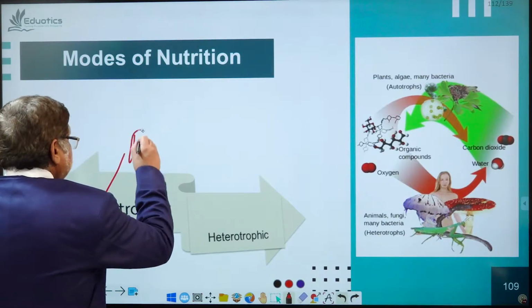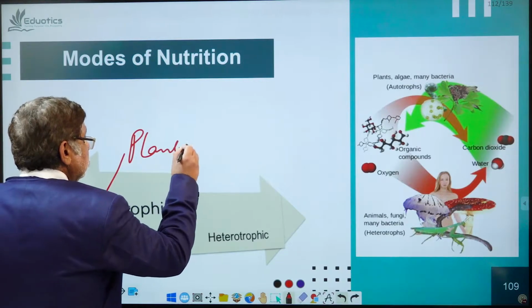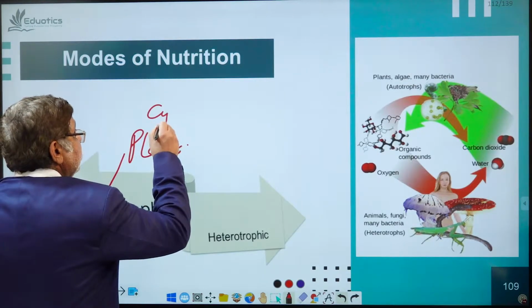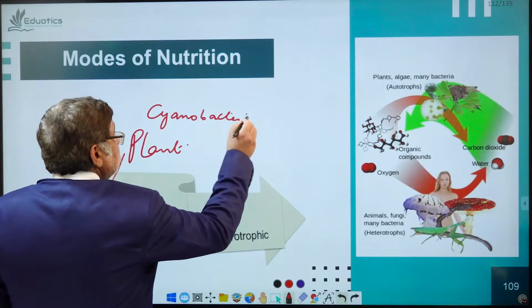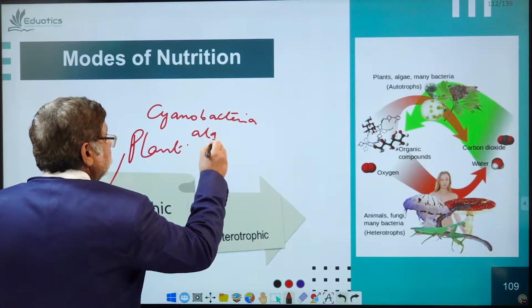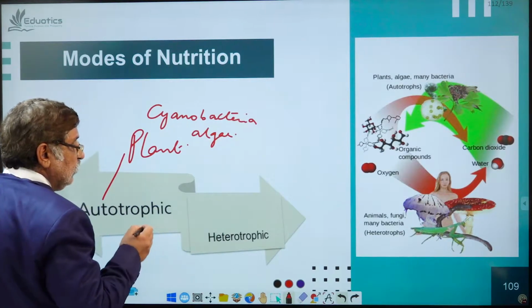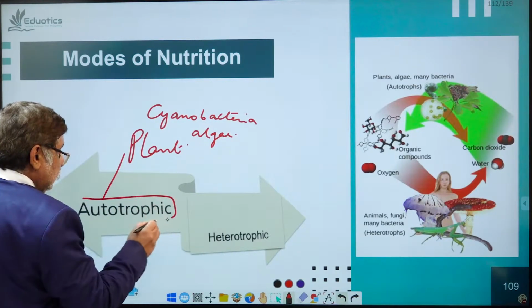So plants, blue-green algae, cyanobacteria, algae, bryophytes, pteridophytes, they are all autotrophs.